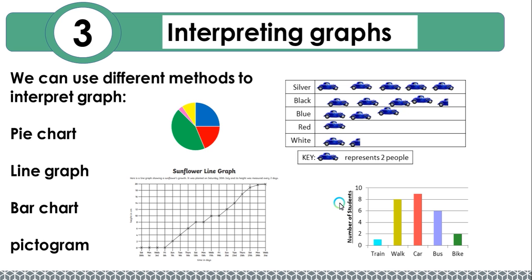Interpreting graphs. We can use different methods to interpret graphs. We can use a pie chart, a line graph, a bar chart, a pictogram, a histogram, or a frequency graph. We can use different approaches to interpret a graph depending on what you are given.